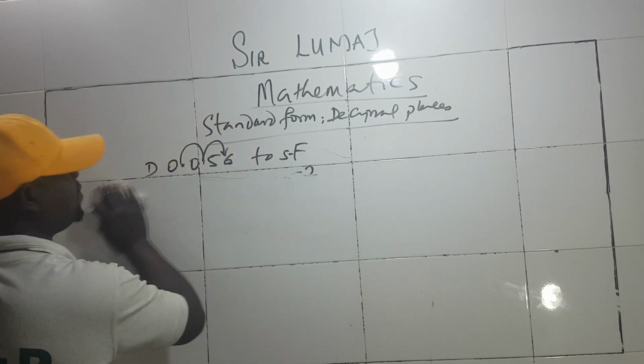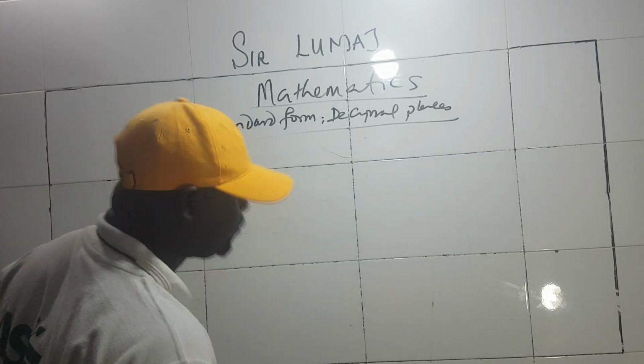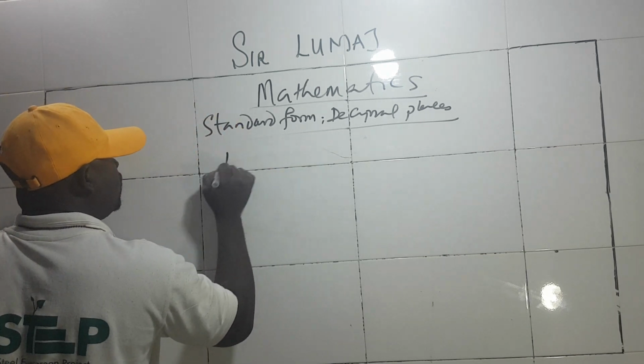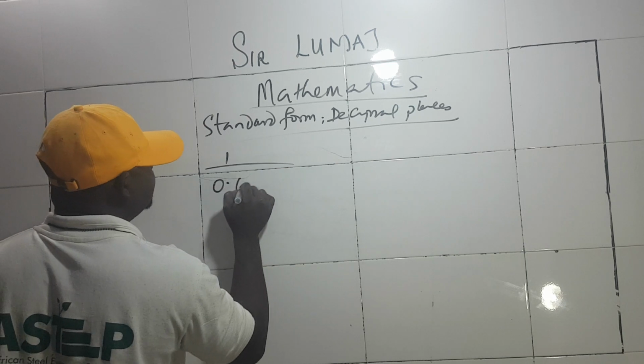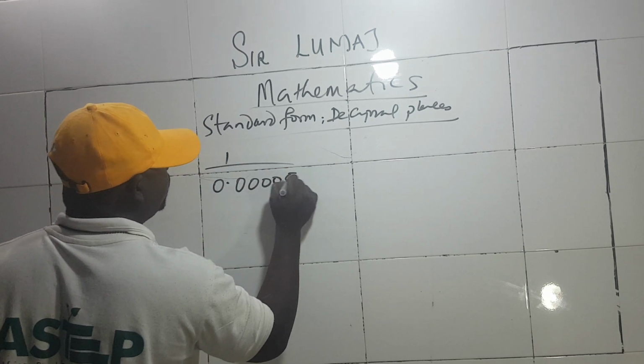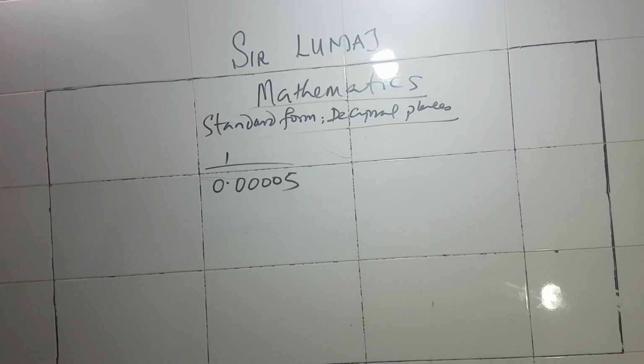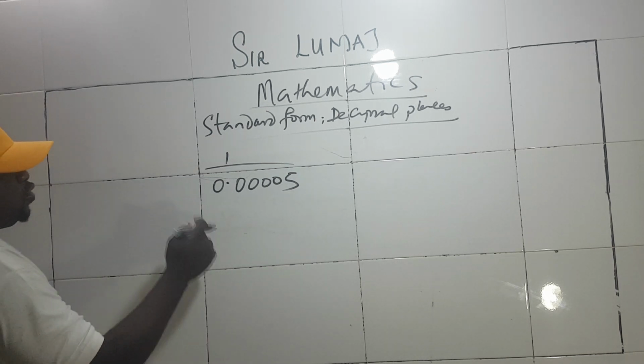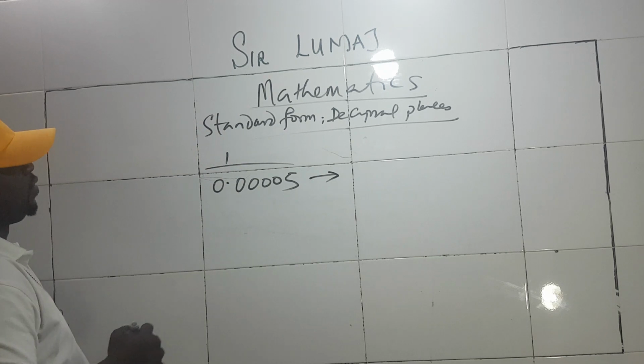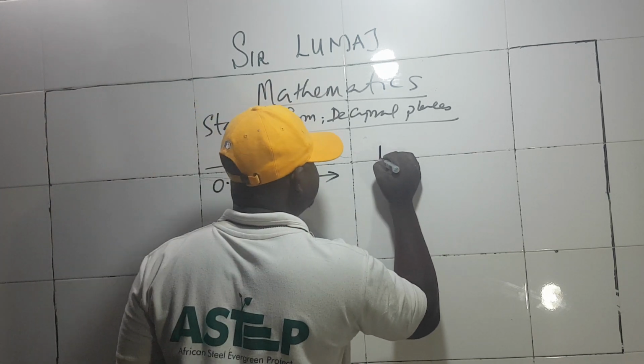Let me give us a very simple example. Let's say 1 divided by 0.00005. Leave your answer in standard form. You don't need a calculator. For us to solve this, you just look at that. Okay, I have 1. That will be 1.